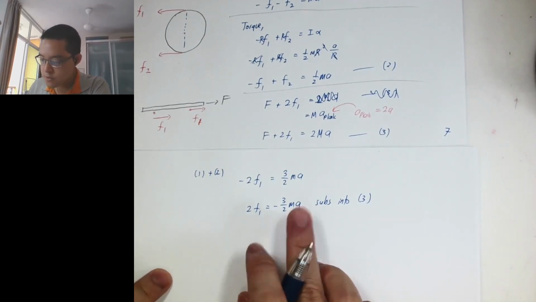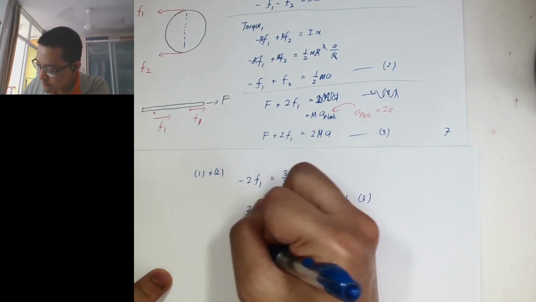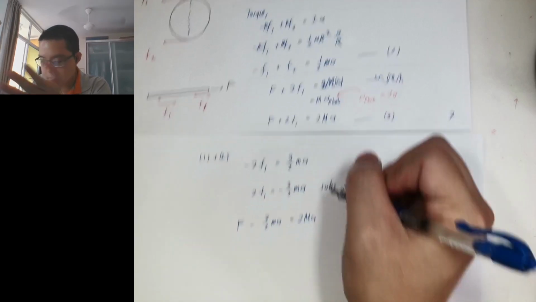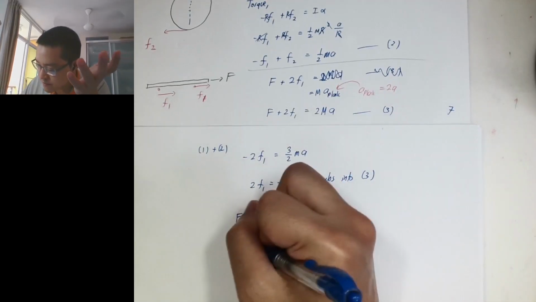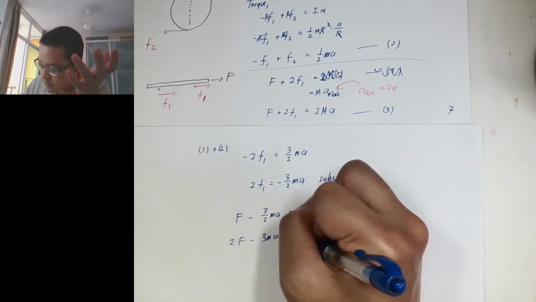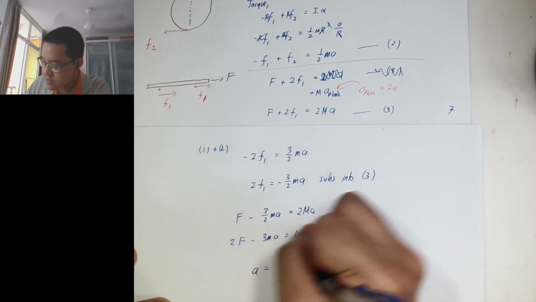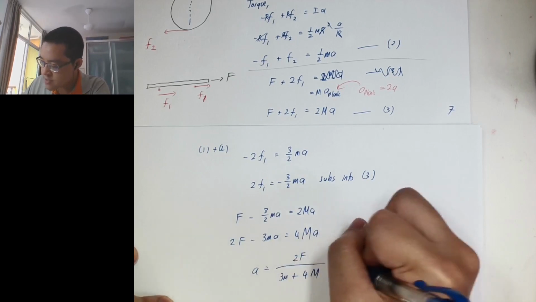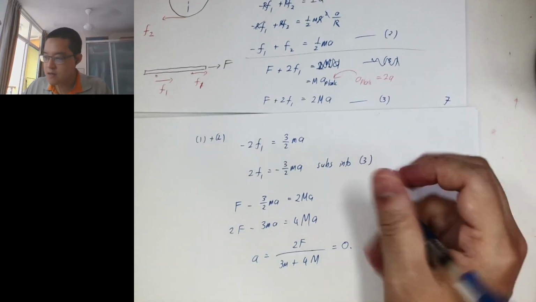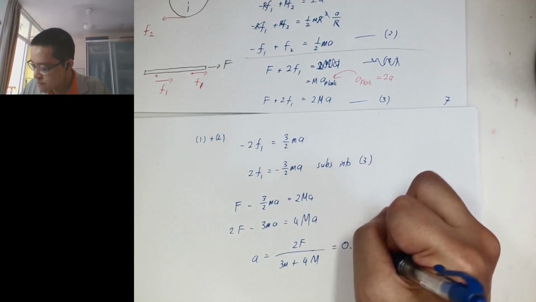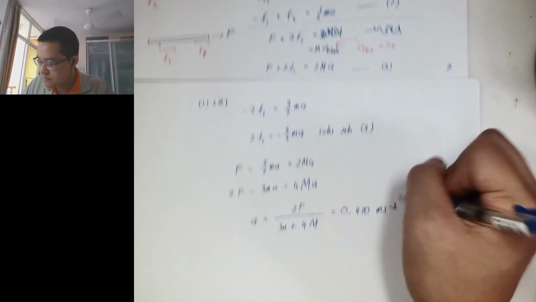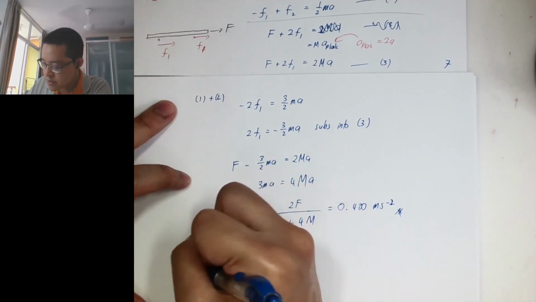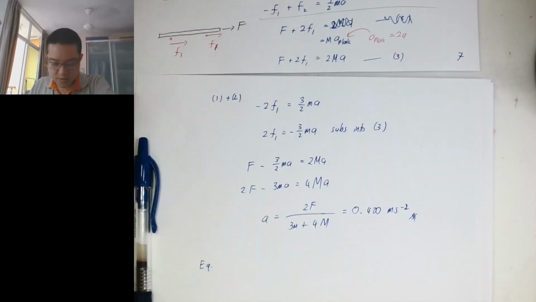Right? So I substitute this into equation 3, so I got F minus 3 over 2MA is equal to 2MA. So I get back the same equation, right? So 2F minus 3MA is equal to 4 big M times A. So your A is 2F over 3m plus 4M. So this is still the same answer. What was it? 0.4 meters per second squared. Right? And then I put this into my equation 1. So what was my equation 1? No, this equation.